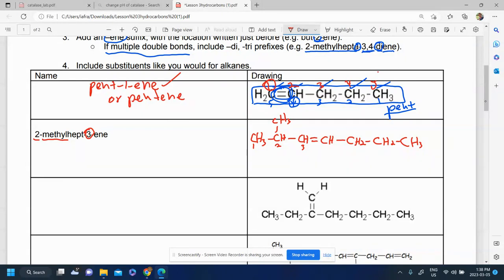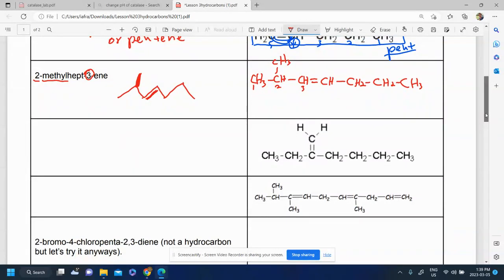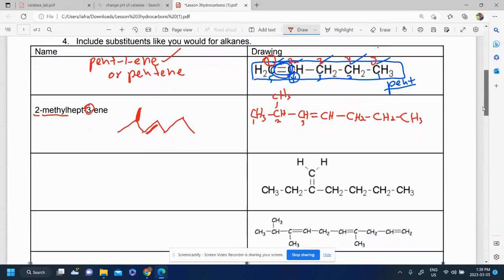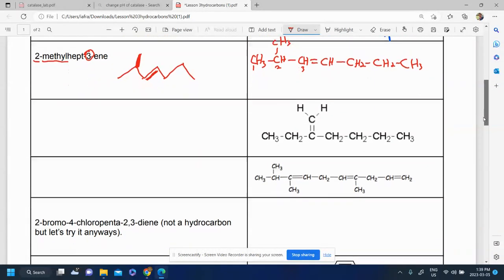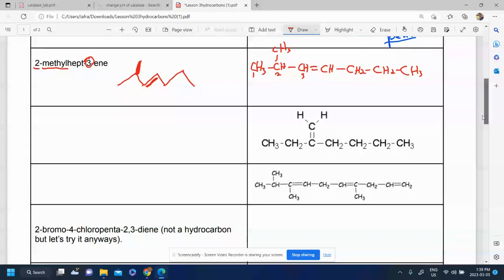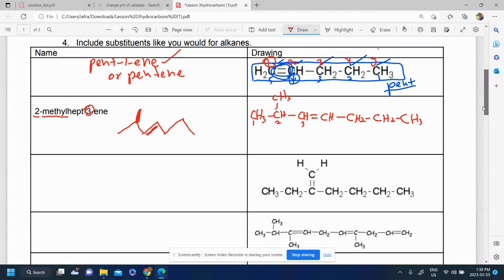Similar situation, just do your 1, 2, 3, 4, 5, 6, 7. At carbon number 3, 1, 2, 3, that's where we have our double bond. And at carbon number 2, 1, 2, that's where we have the methyl group. And there's the same molecule, just drawn as a bond line diagram. All right, so that was 2 examples done together. You can pause the video and try the next few examples yourself, and then you can unpause and check your work.